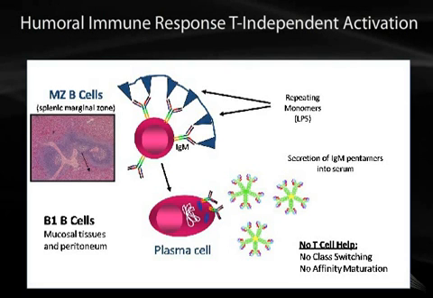Here's an example of a T-independent activation. Remember, we said that there's a certain subset of B cells that do not require T cell activation. They live in the splenic marginal zone. So if you go way back, remember that the marginal zone in the spleen is that area in between the white pulp and the red pulp. And these B cells are kind of unique. They're B cells that are specific for repeating monomers, such as LPS.